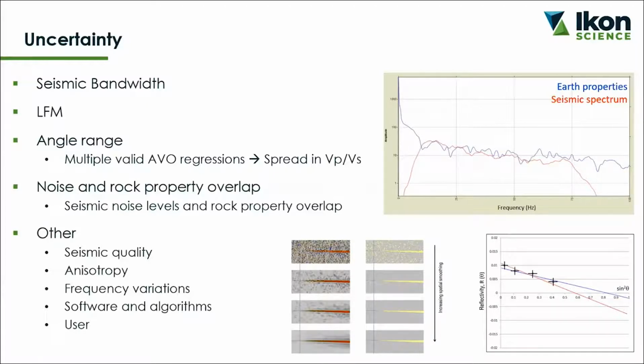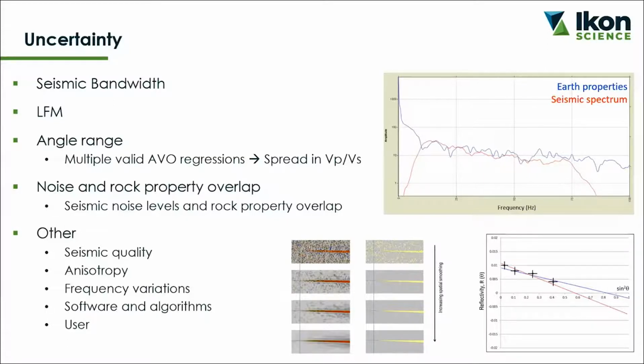And if we're using an inversion technology, which requires us to provide a single low frequency model, we need to look at the impact on the model that you give it. If you've only got one, you have to maybe test different model types to see what's actually the impact on the final result. If we've got a narrow angle range, of course, we're going to have trouble or uncertainty at least with our AVO regressions. So you end up with a spread or uncertainty in the predicted VPVS.